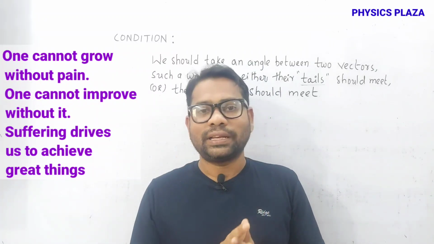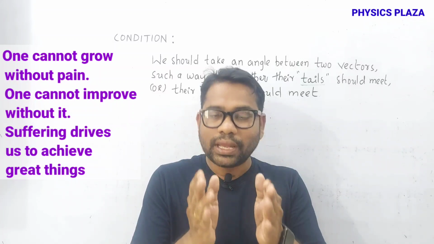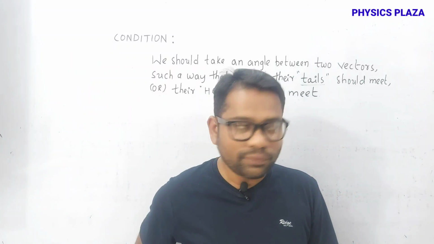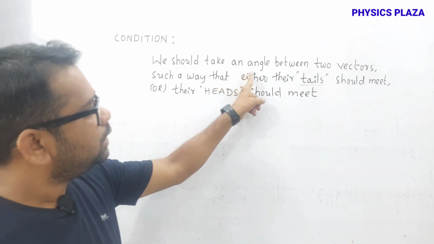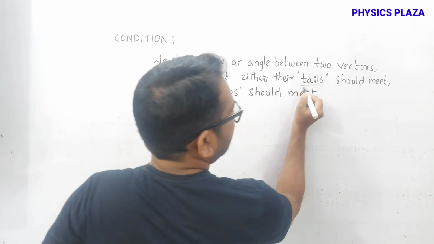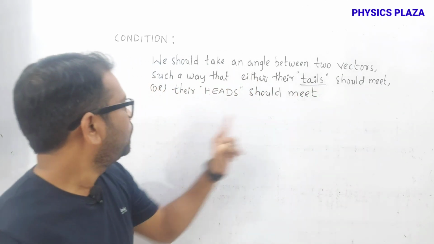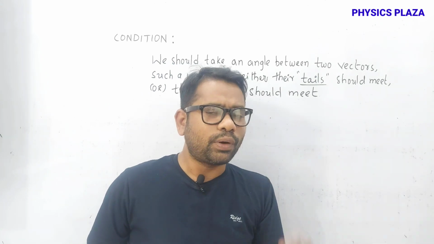Children, here one condition is there. If you can understand that condition, it's very easy to take the angle between any two vectors. So what is that condition? We should take an angle between two vectors in such a way that either their tails meet or their heads meet. It's very important. What is this tail and what is head?